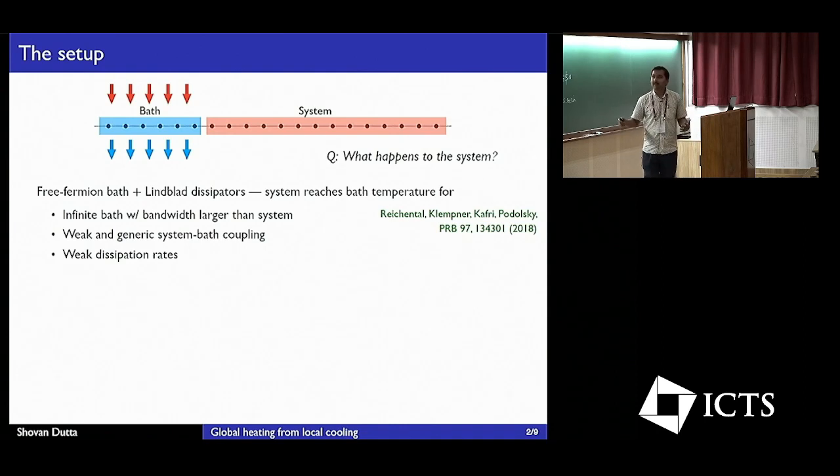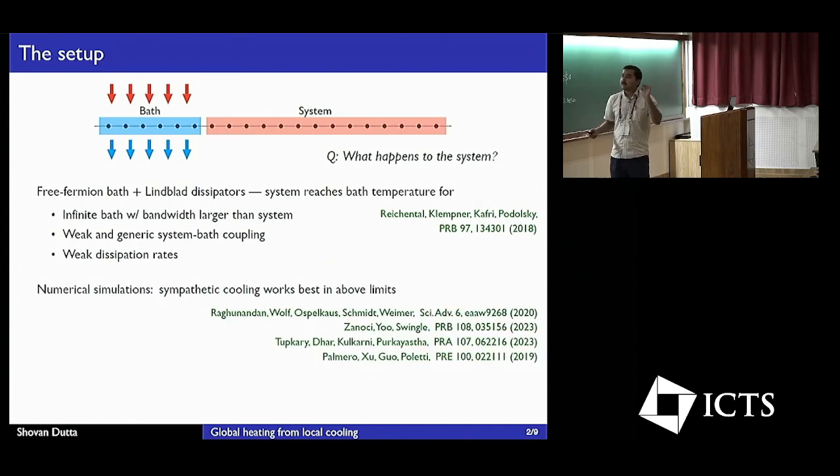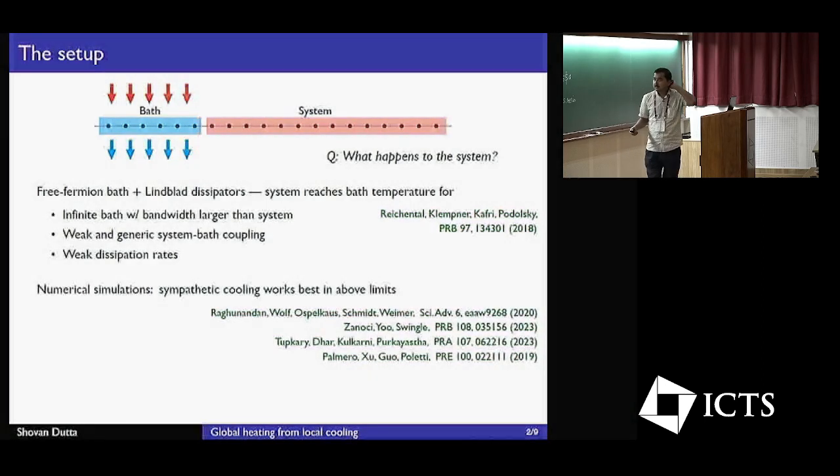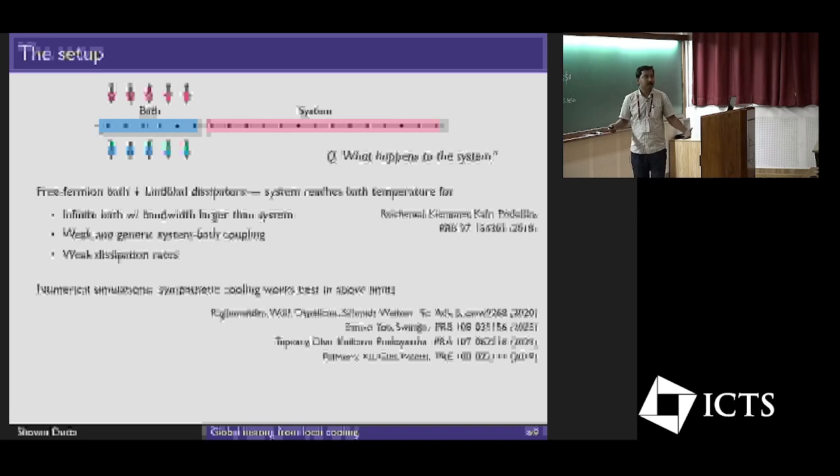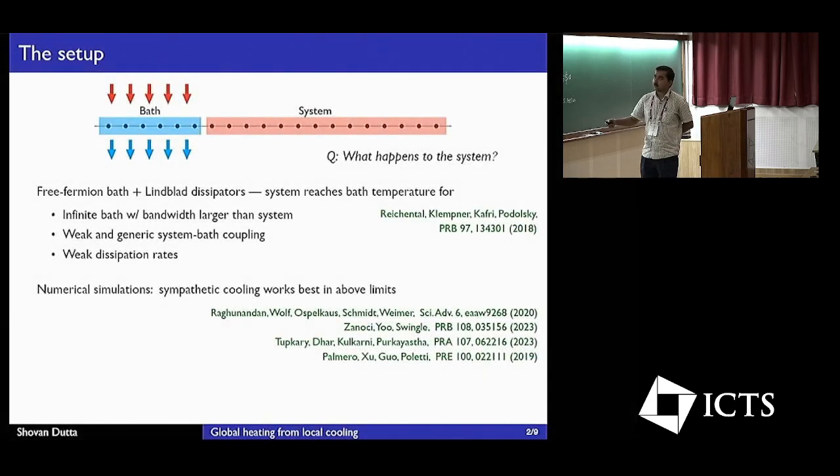So that's when the steady state, this weak means that it will take a long time to reach steady state, but in the steady state, it reaches the temperature of the bath. This you can prove, and there have also been some numerical simulations with a finite number of bath sites, including by Abhishek and Manas here, who among other things find that if you have cooling here, not heating, then sympathetic cooling works best, basically in these limits.